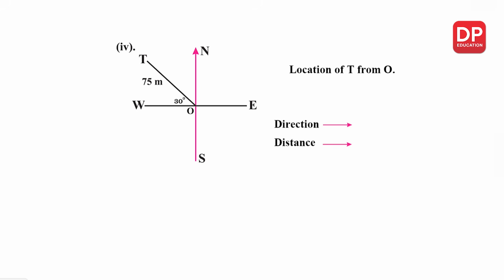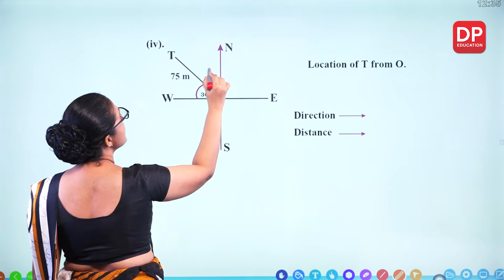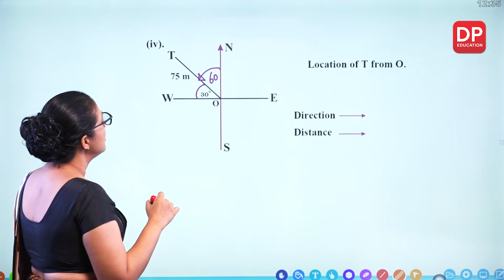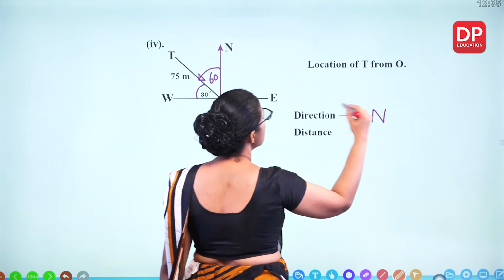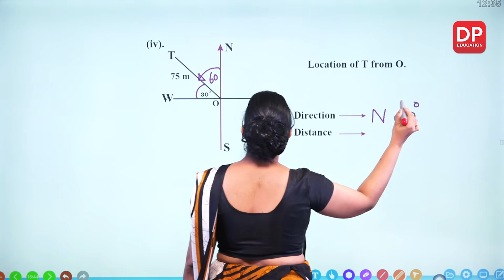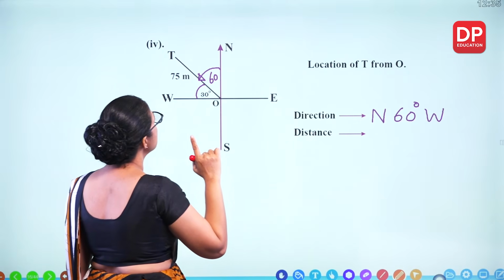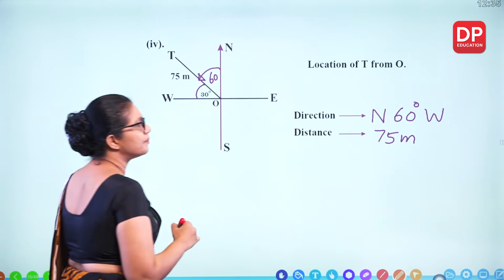This one, 30 here. If this is 30, this is 60 degrees. So how can I write this one? From north, 60 degrees towards the west side. And what's the distance? 75 meters.